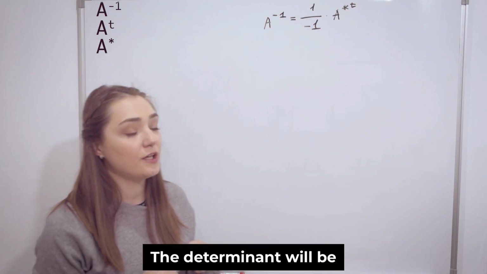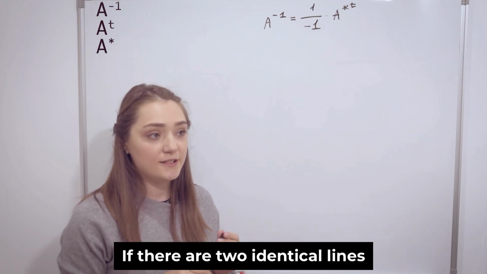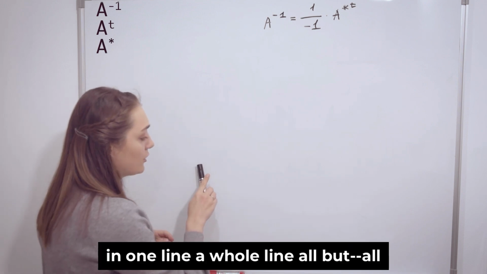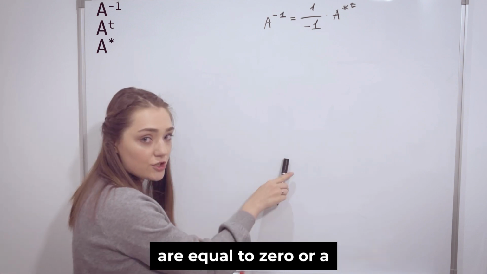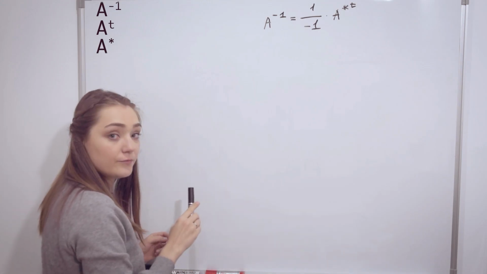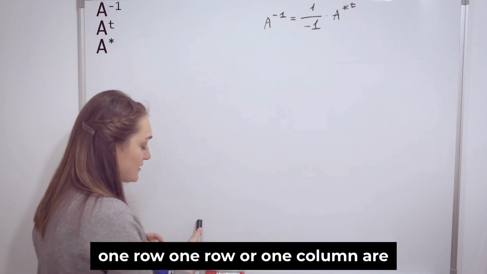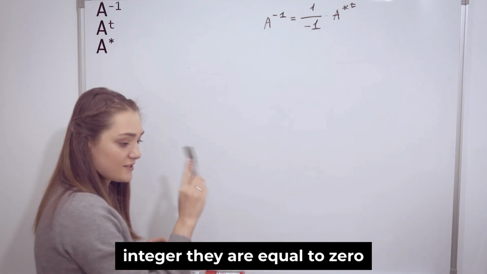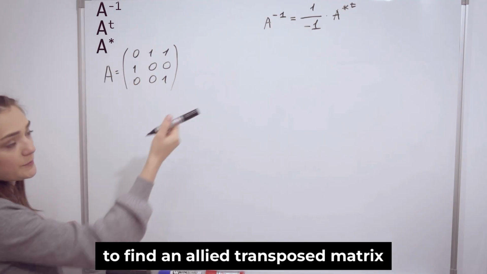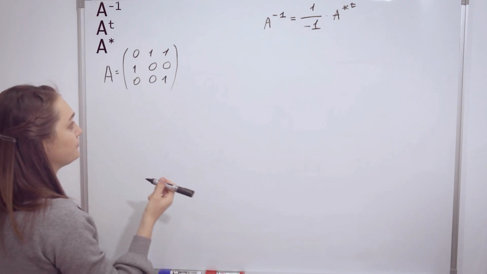The determinant will be 0. You can even choose not to count it if there are two identical lines, or if, let's say, a whole line or a column is all equal to 0. In order for us to find an allied transposed matrix, we first need to find just a transposed matrix.